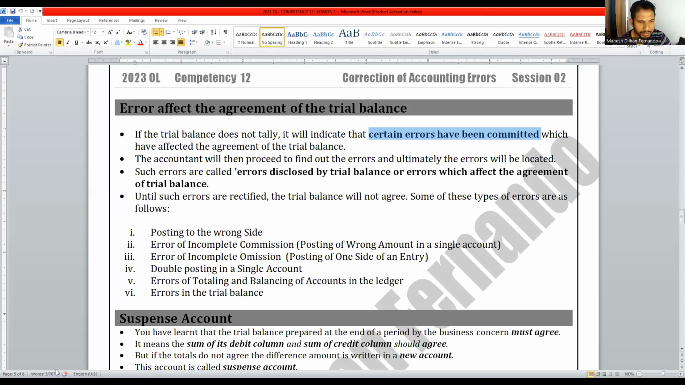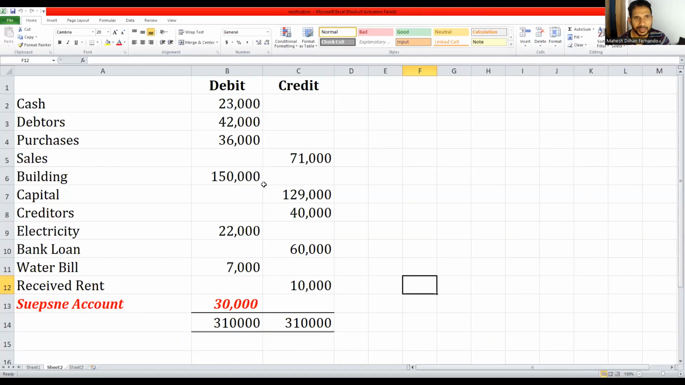Last week, if you can remember, we prepared this particular trial balance. I told you if the trial balance disagrees. Now look at this one. The total of the debit side is 280,000. Total of the credit side is 310,000. Debit is not equal to the credit. Now what can you understand with it? Something has gone wrong.